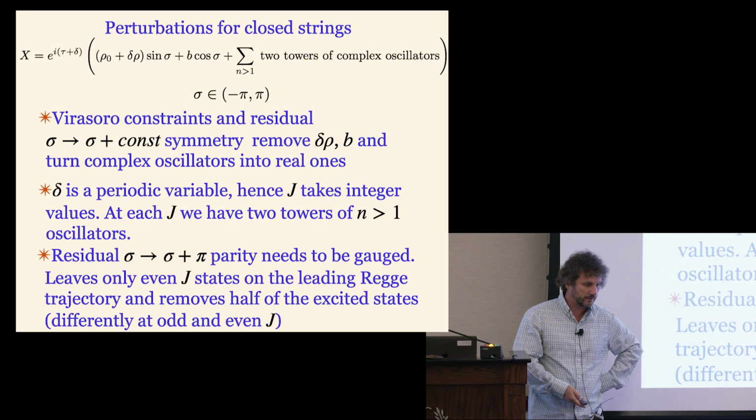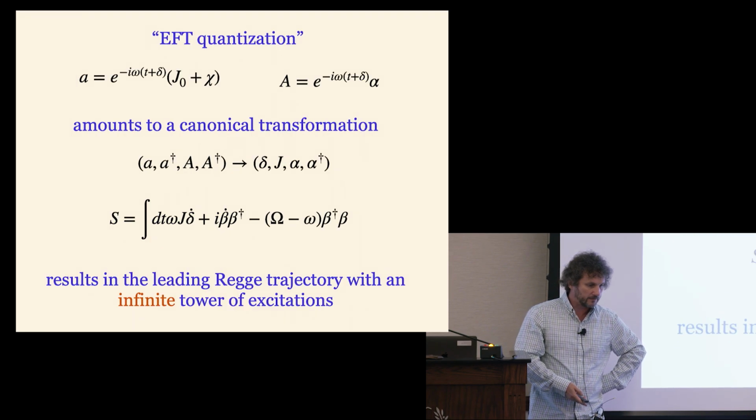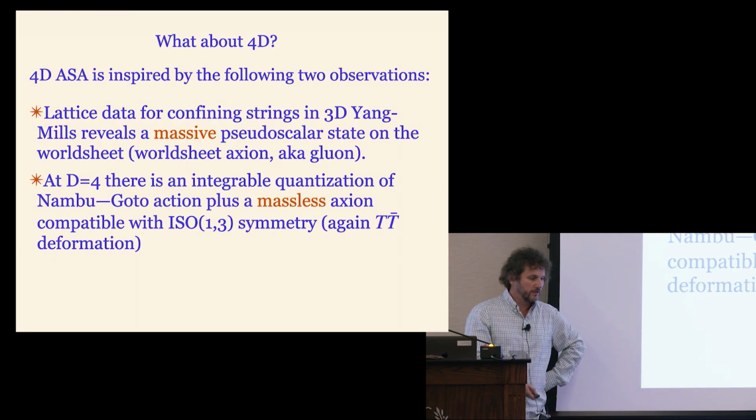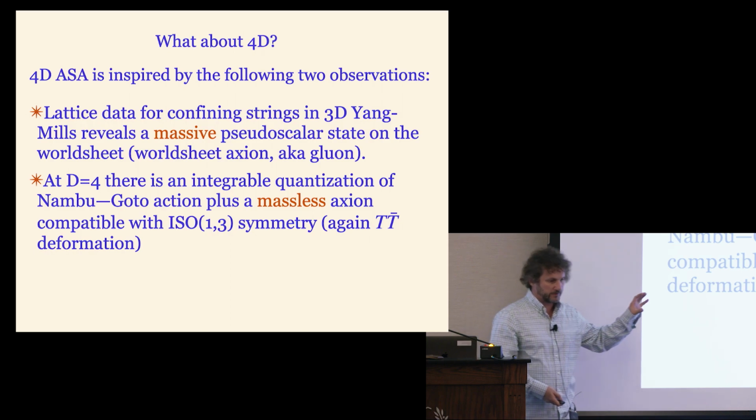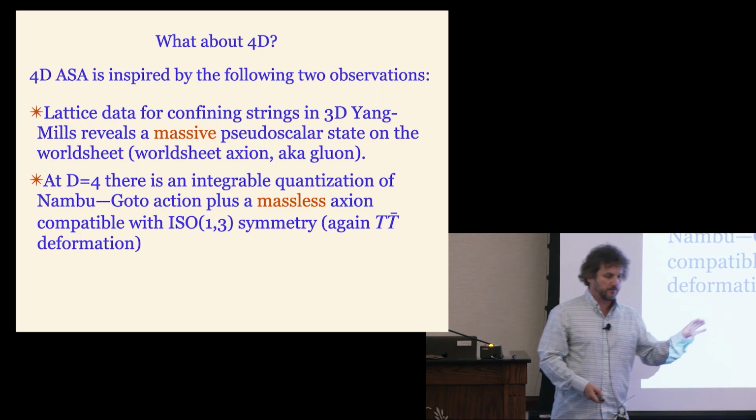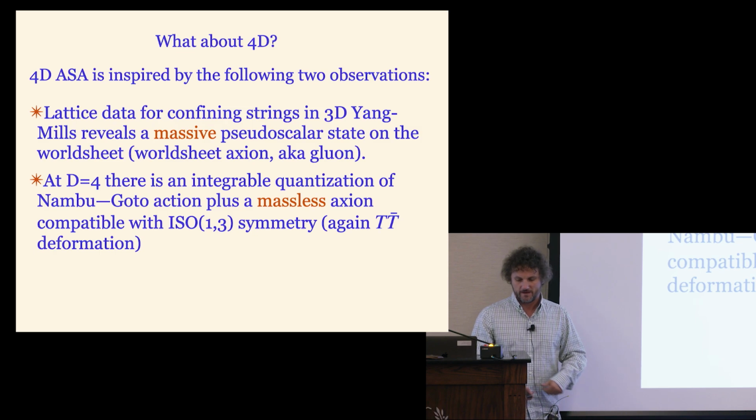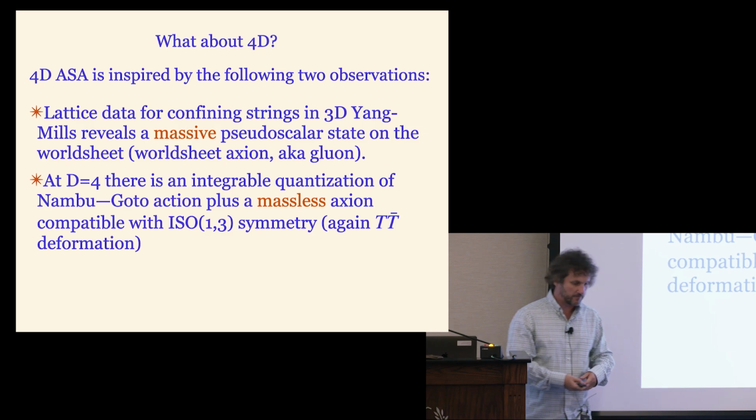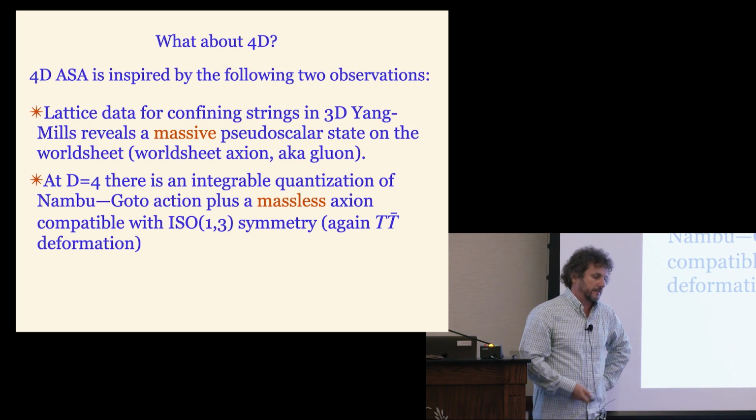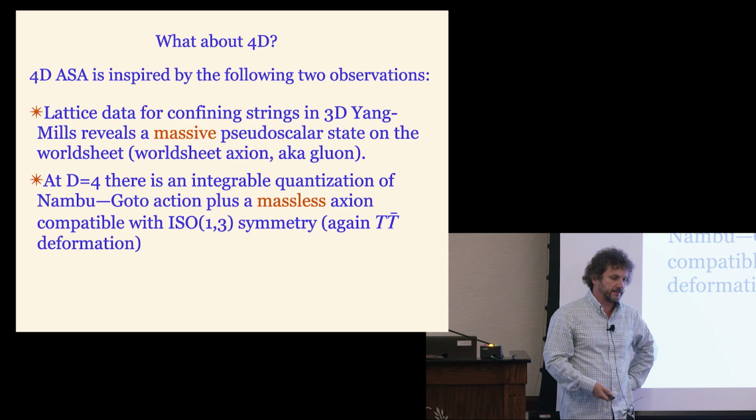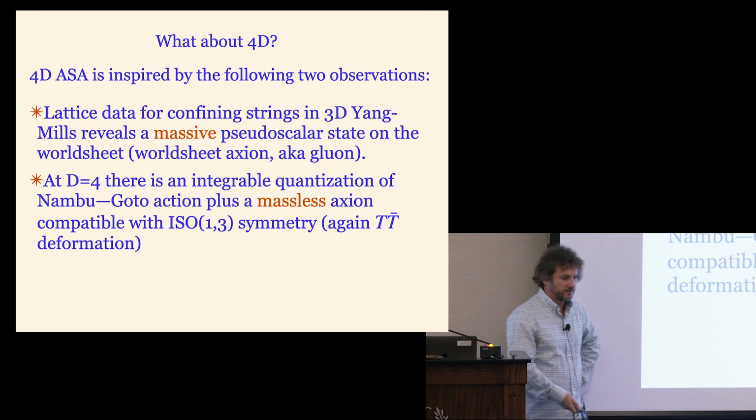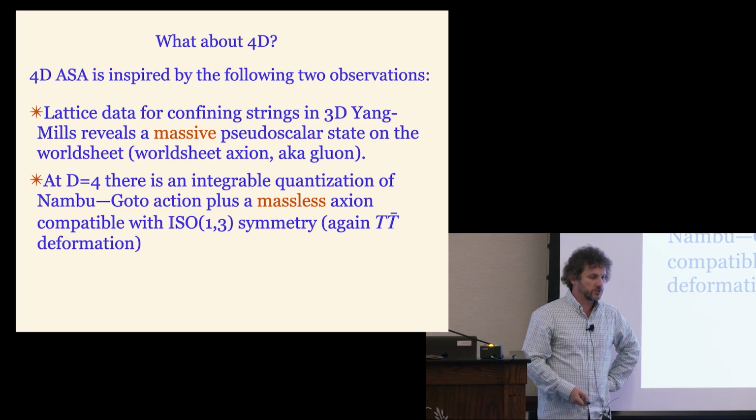But to conclude, let me give one last comment. In 4D, in principle, much of what we did is possible to do, and in particular we should be able to capture the low-lying states. In 4D it's a more complicated situation, because from lattice data it's known that there is an additional massive state, a massive pseudo-scalar state on the string worldsheet, which we called a worldsheet axion.